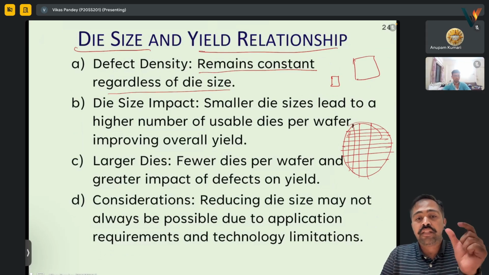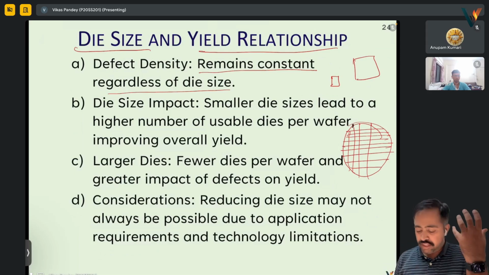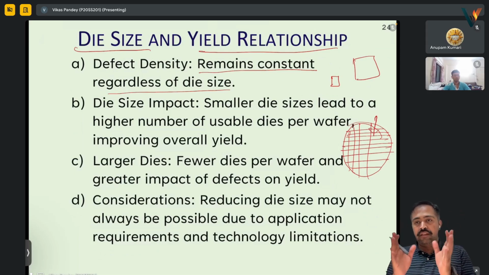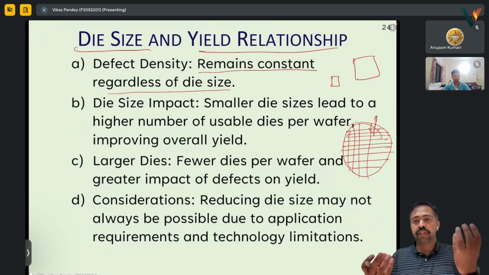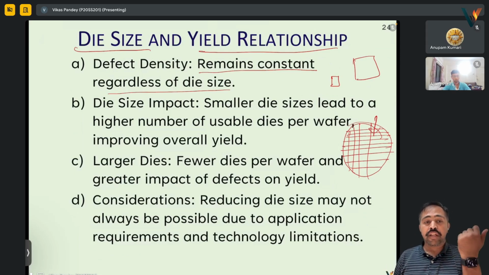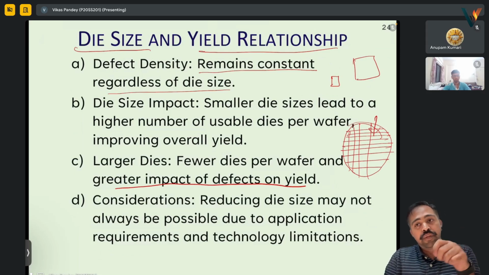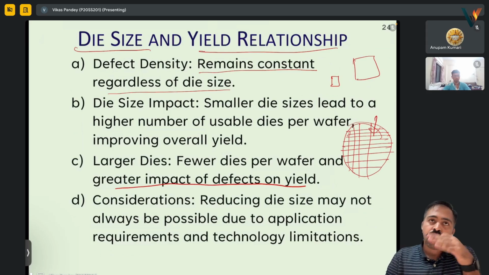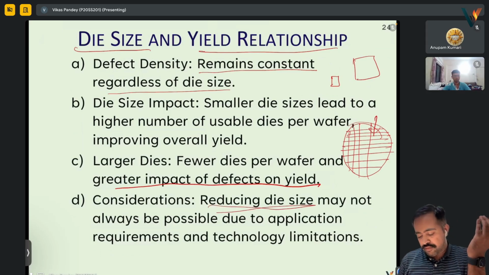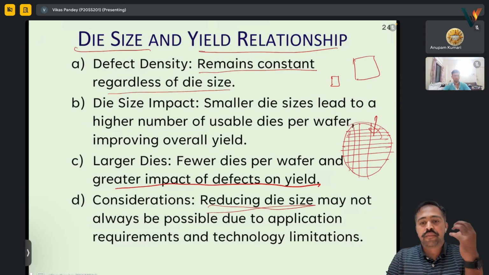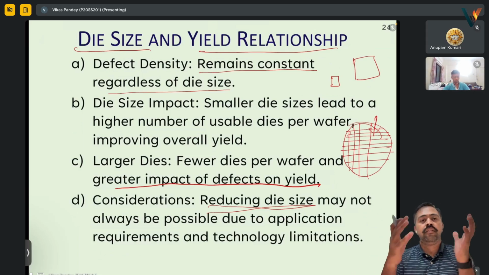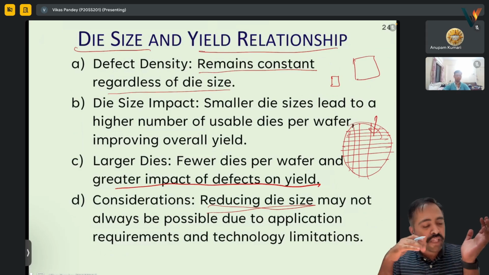And if we have larger die, larger die means in a wafer the quantity of dies will be less because there will be big devices. So the greater impact of defects will be there on the yield, but it is not always feasible to reduce die size. Due to application requirement or technology limitation, it is not always possible to make things in the nanometer range.